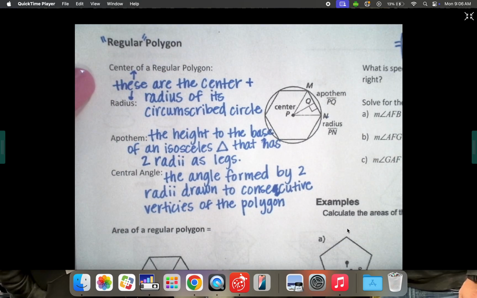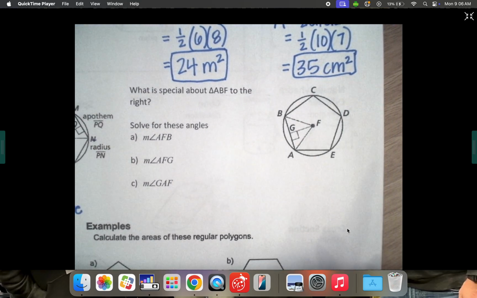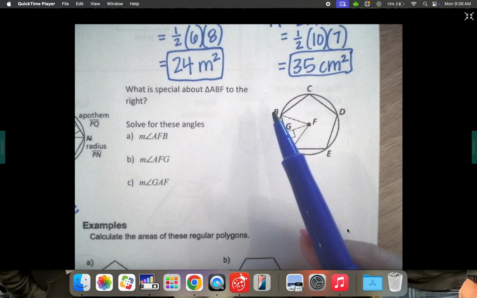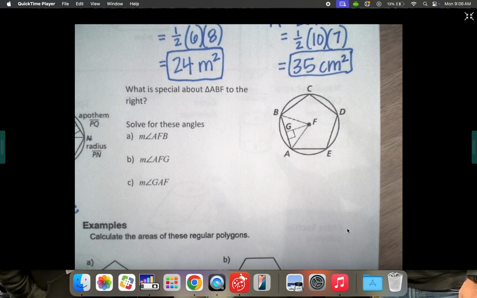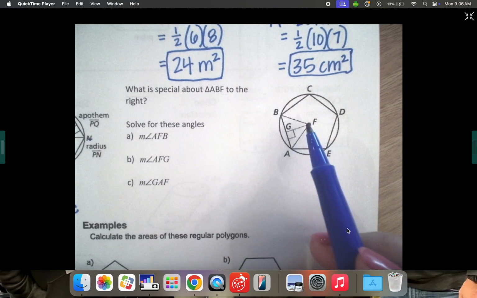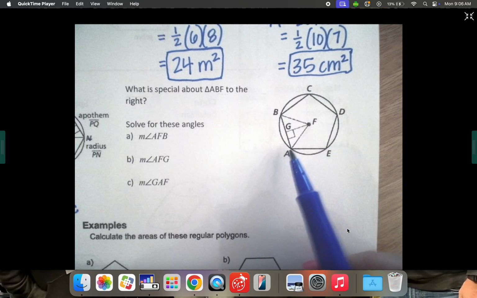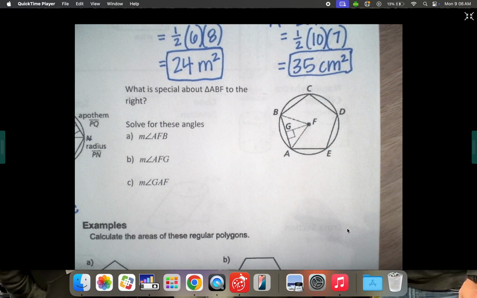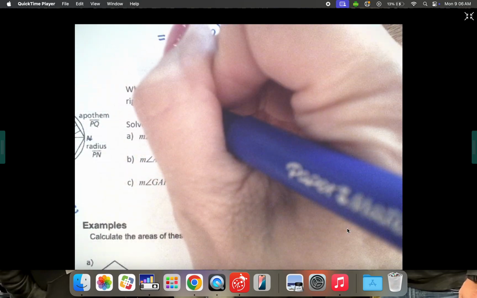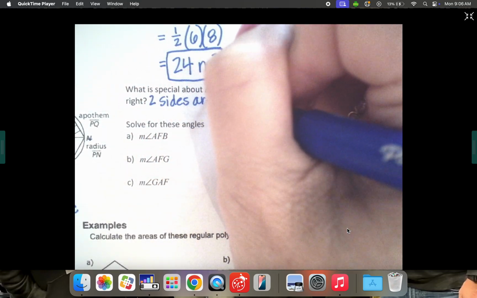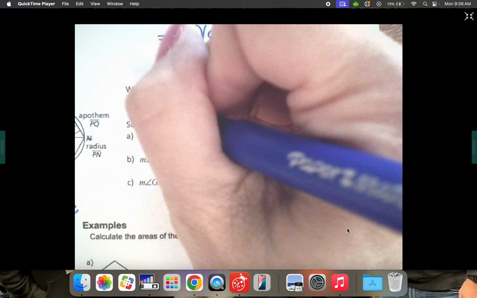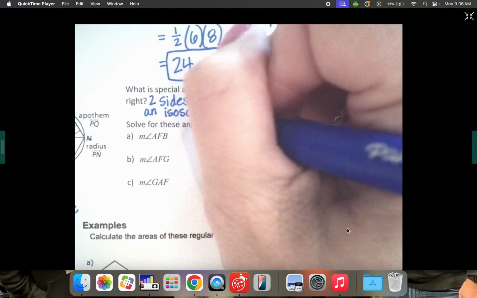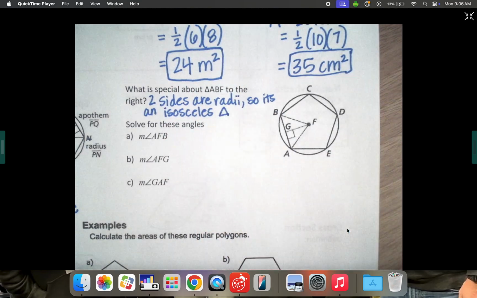Okay, let's come over here to this picture. What is special about triangle ABF over here to the right? What's special about it is two of its sides are radii. So it's an isosceles triangle. Two sides are radii, so it makes it an isosceles triangle. Okay, now that we know it's an isosceles triangle, we can solve for all these different angles.